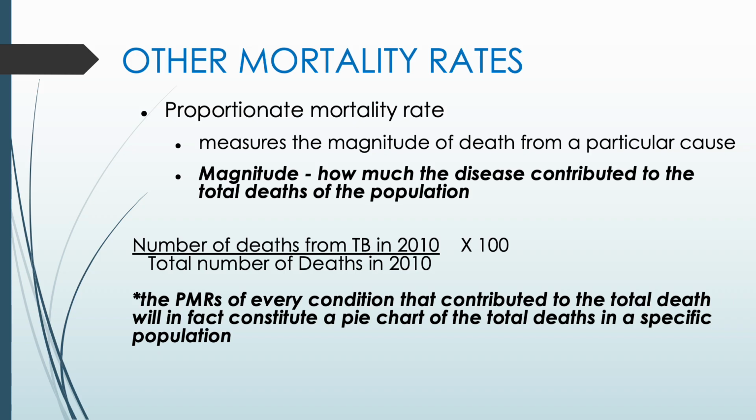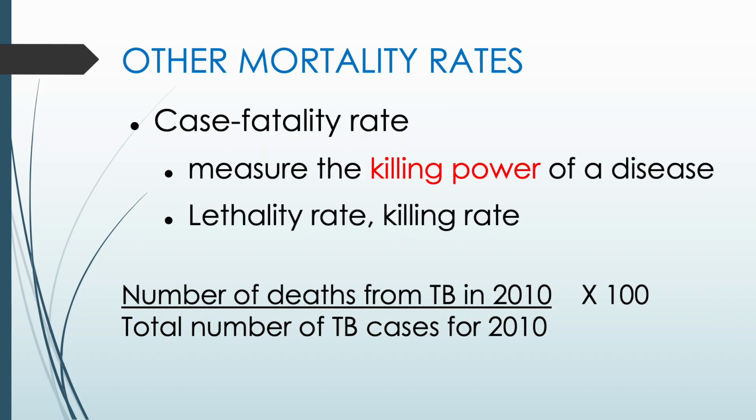Proportionate mortality rate measures the magnitude of death from a particular cause. For example, number of deaths from TB in 2010 over the total number of deaths in 2010 times 100. Case fatality rate measures the killing power of a disease and is called the lethality rate or the killing rate. For example, number of deaths from TB in 2010 over total number of TB cases for 2010 times 100. So how many of those TB cases have died in 2010?